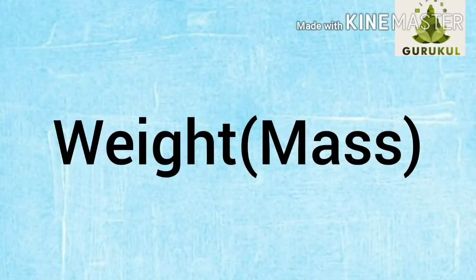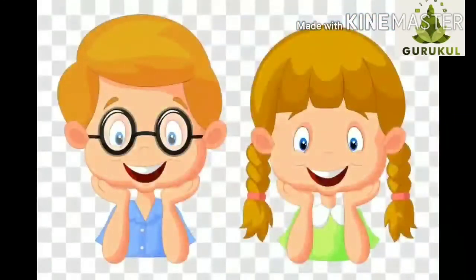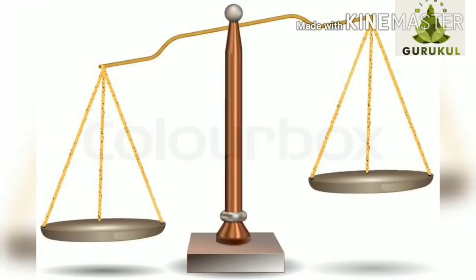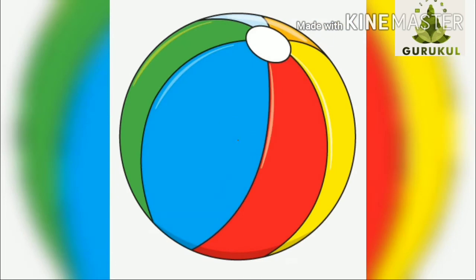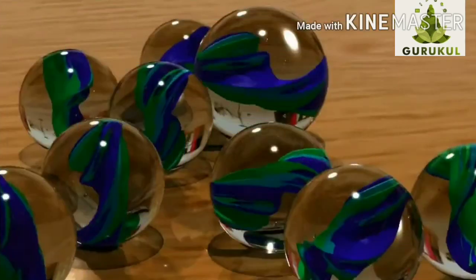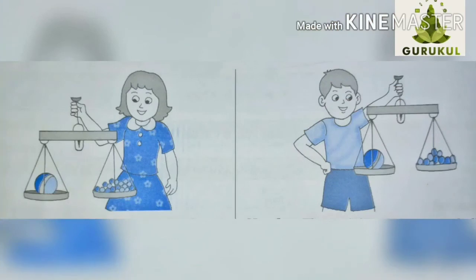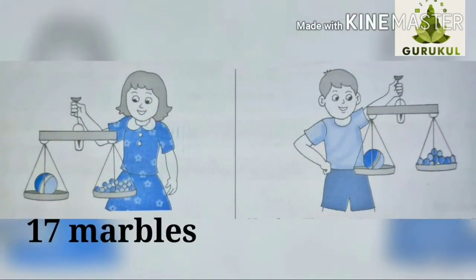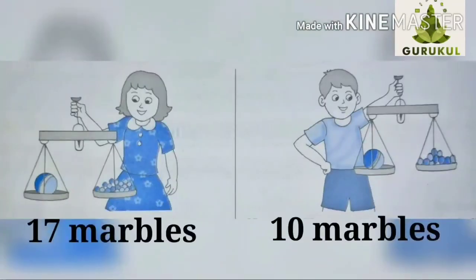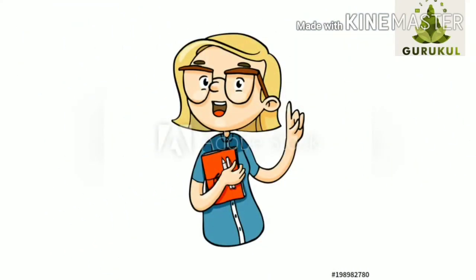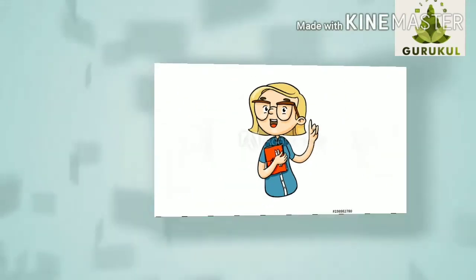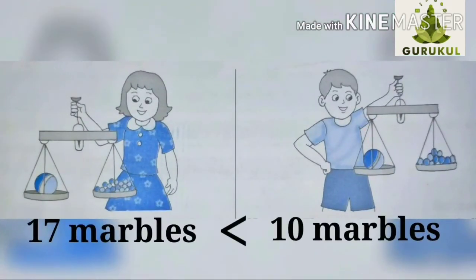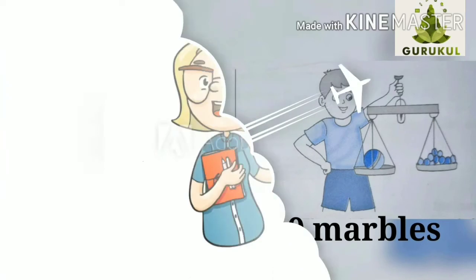Now we will start with weight or mass. Two kids found a beam balance in their house. So they decided to find the weight of a ball using the marbles they both had. They placed the ball in one pan, and to the other pan they started adding marbles. For the girl, the weight of the ball is 17 marbles. And for the boy, the weight of the same ball is 10 marbles. There is a difference in the weight of the same ball. The reason is the marbles that the girl had were smaller than the marbles that the boy had.